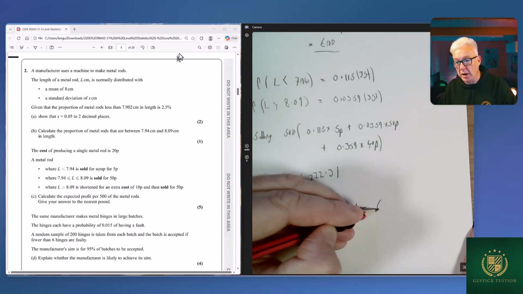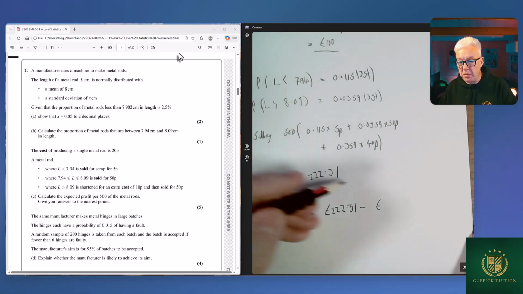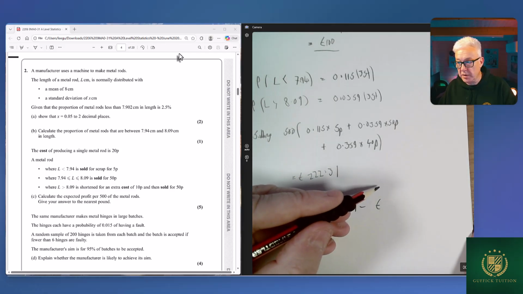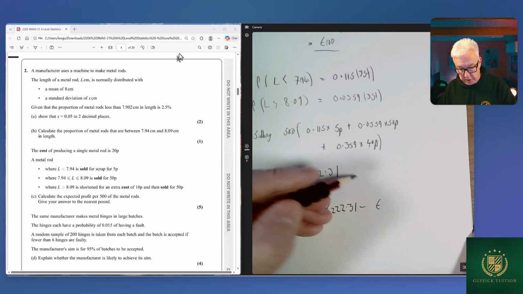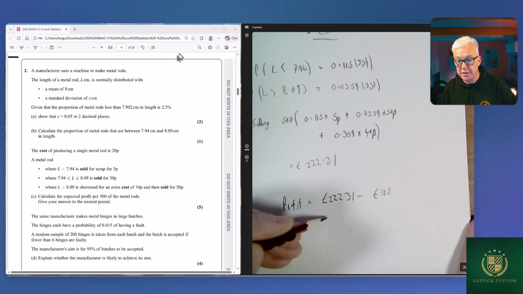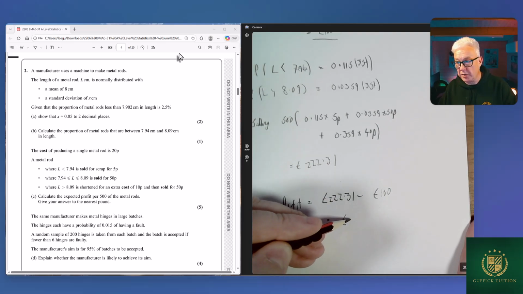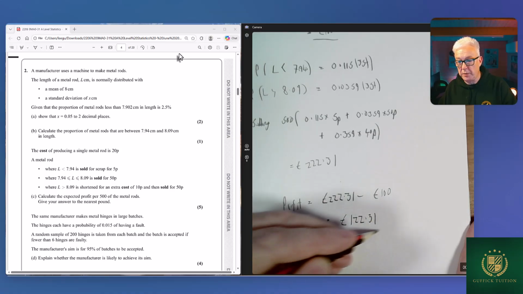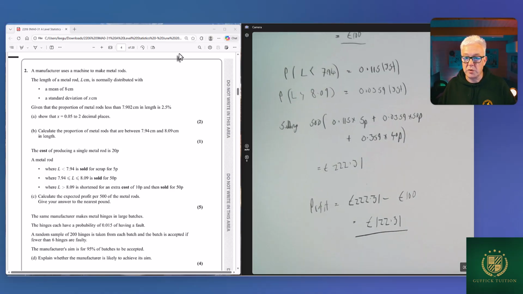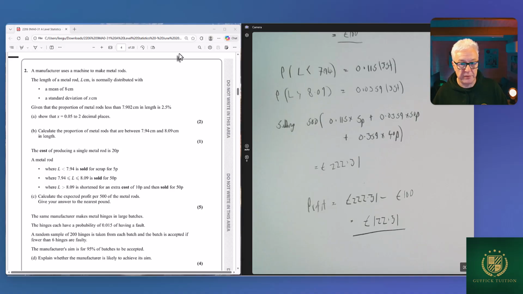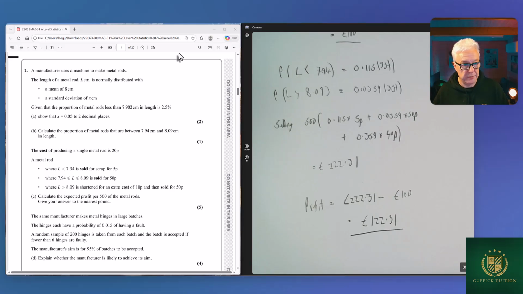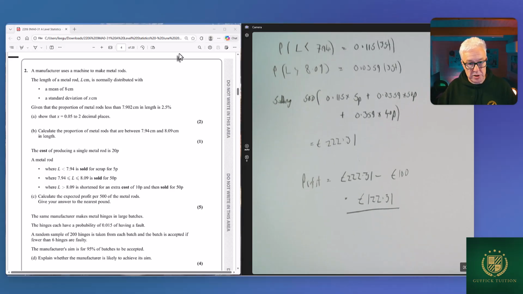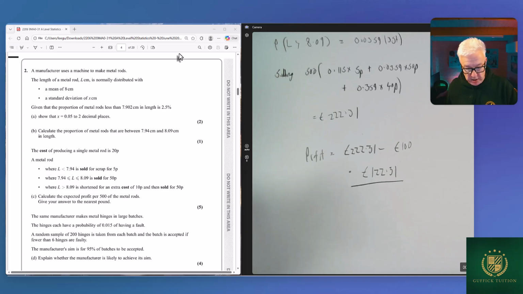Okay, so therefore our profit on the rods is going to be the £222.31 that we get for selling them all, minus the cost of producing them, which was £100. So therefore the profit that is made on the sale of the rods is going to be £122.31. Okay, almost done now, just one last little bit. So that's 5 marks for part C.